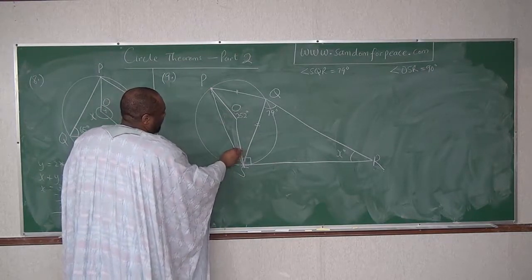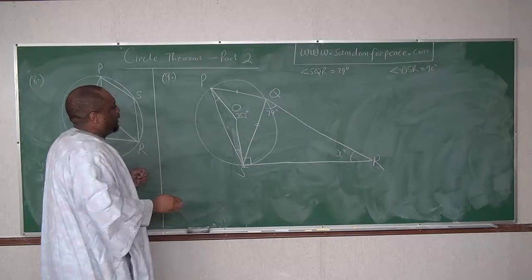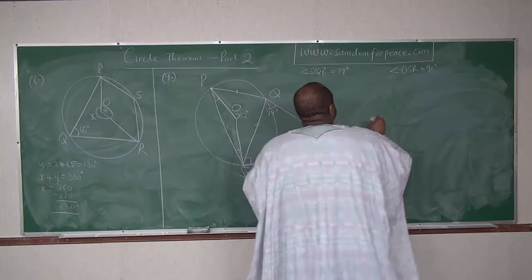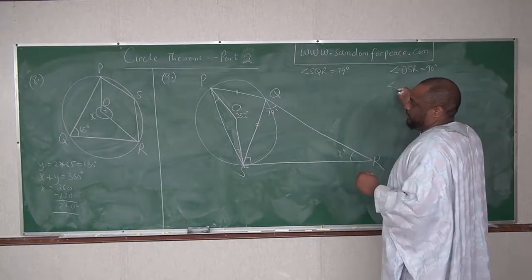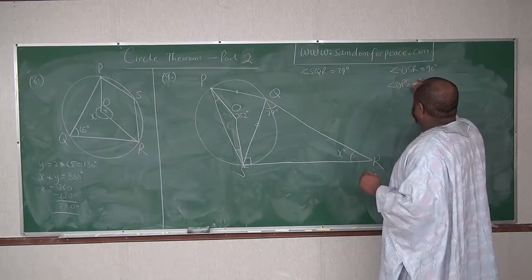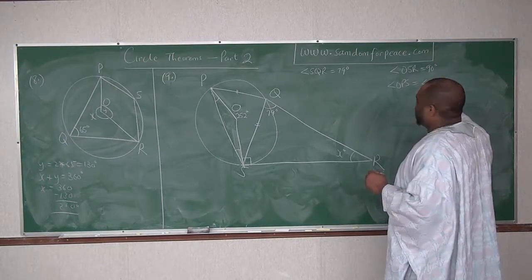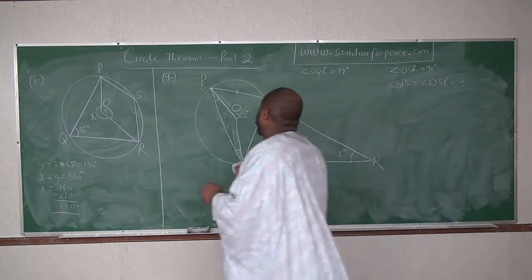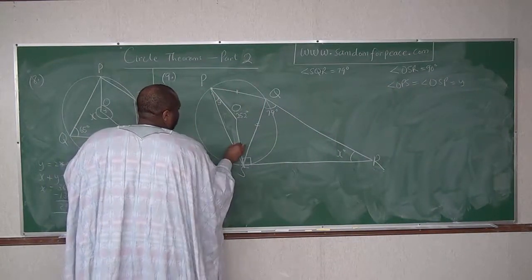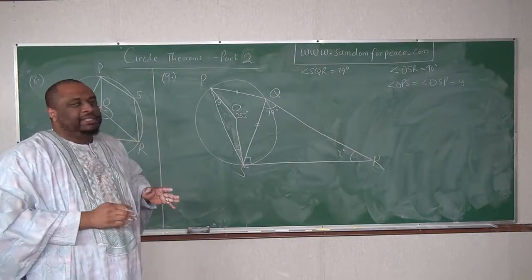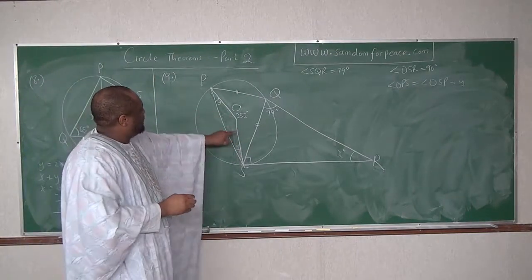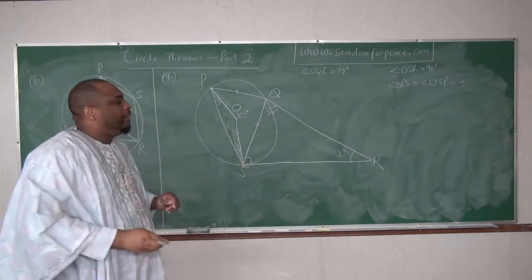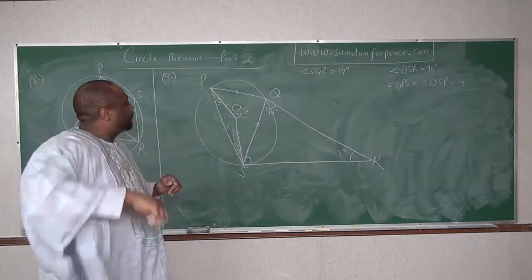So we see that this here is equal to this here. Angle OPS is equal to angle OSP. Let's just call it Y. Reason: base angles of isosceles triangle. Because this is a radius, this is a radius. So they are equal. Base angles of isosceles triangle.